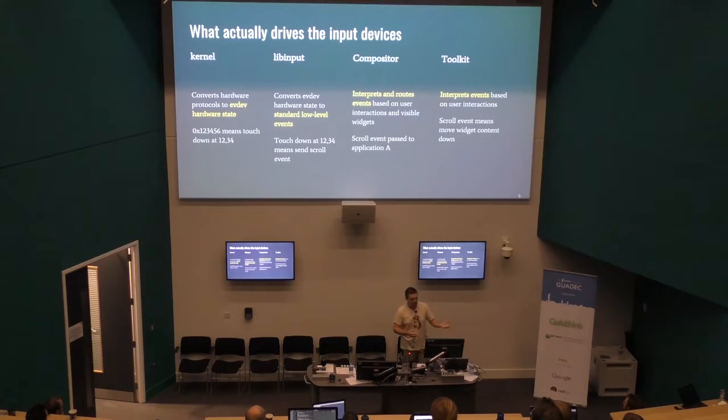So it goes from, on a touchpad for example, the kernel says there's a touchdown at this position, but libinput then interprets that as, okay, that is the start of a two-finger scroll event, for example, and it gives it a scroll event.